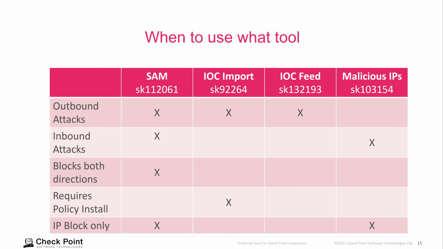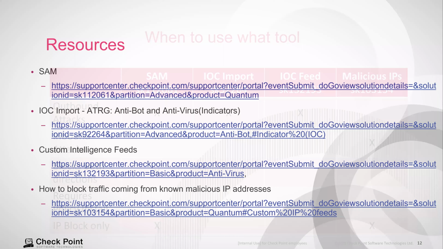IOC import is mainly for outbound attacks, just like IOC feed. It does require a policy install, whereas IOC feed does not. And then malicious IPs is made more for inbound attacks, and it's IP block only. And when I say IP, I mean network or host. We'll provide this. This was just more for reference after the demonstration.